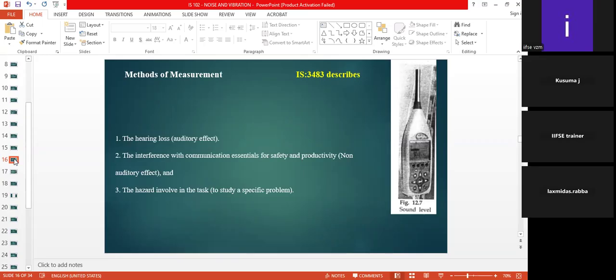Okay, as I mentioned, dB meters are the few ones we can use to measure noise levels. And if you see how it can be helpful, hearing loss is an auditory effect. If it is interfering with communication essential for safety and productivity, it is a non-auditory effect. Then others are the hazards involved in the task.